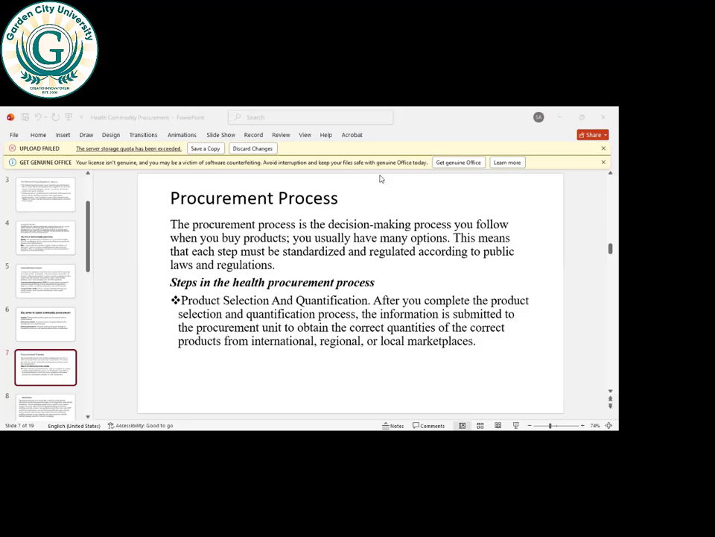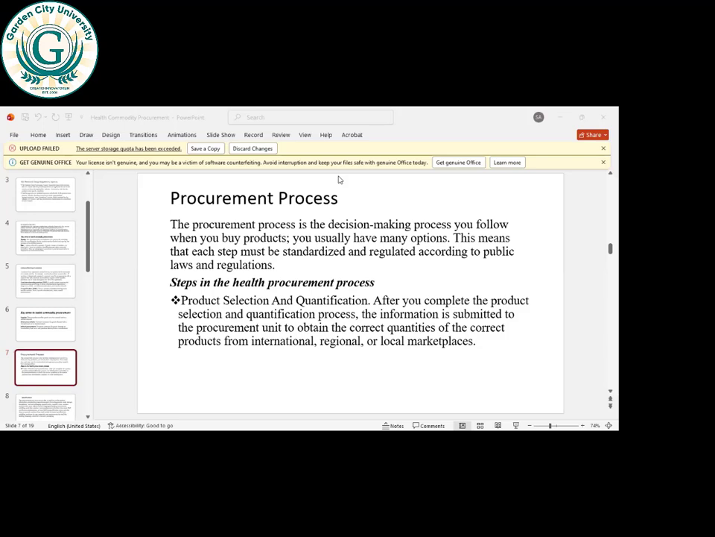And so when you talk of the process, it should be standardized and it should be regulated. It's not that anybody at all will just come and say that I'm a contractor, I can do it, then you give it to the person. No. So this time around, everybody's being careful. So let us look at the steps in the health procurement process.